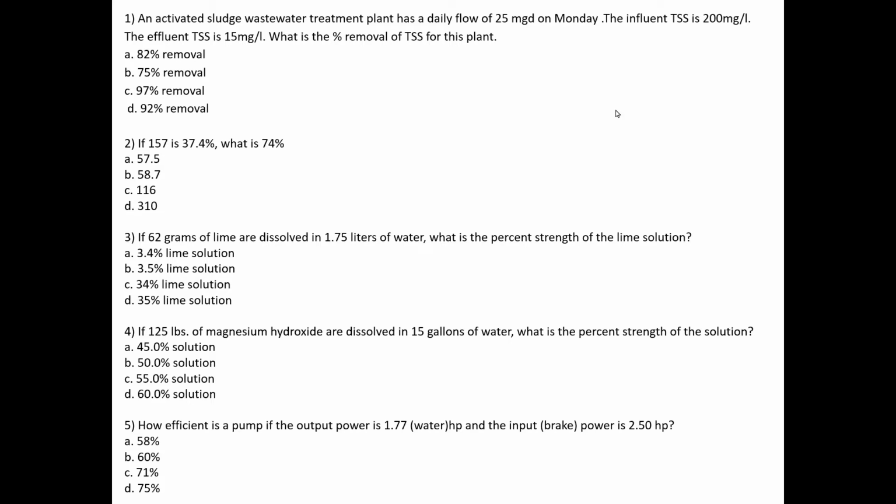All right, so it's talking about MGD, which stands for million gallons per day, in case you didn't know that. On Monday, the influent TSS is 200. Influent, that's what's coming in. Influent, I substitute gazinta. The influent is the gazinta. The effluent is the gazala. Stuff coming in is the influent. The stuff leaving is the effluent.